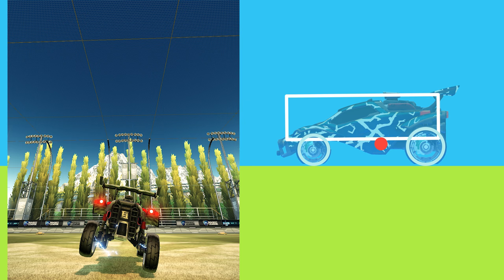Obviously, the visuals are important too. The visual wheels of the Octane, for example, fit their physical counterparts pretty much perfectly. The only difference is that the visual suspension doesn't actually reach far enough. In this screenshot, the right back wheel of the Octane is physically touching the ground, but you can't see it.